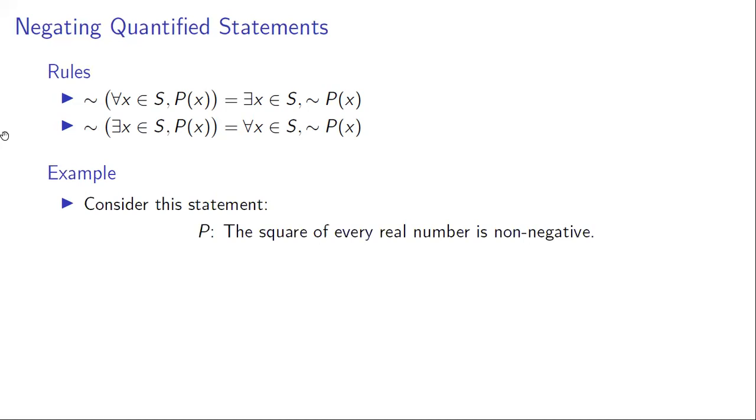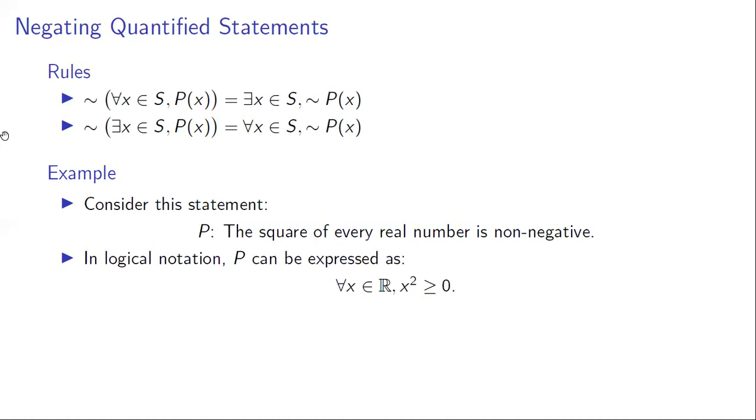Here's one example. Consider this statement. The square of every real number is non-negative. This is a true statement, by the way, right? If you take any real number and you square it, raising it to the power of 2, the result will be non-negative. It will be 0 or positive, but non-negative. We said this is a true statement, but it doesn't really matter. We have a statement P. In logical notation, how would we express it? We would say for all x in the real numbers, x squared is greater than or equal to 0.